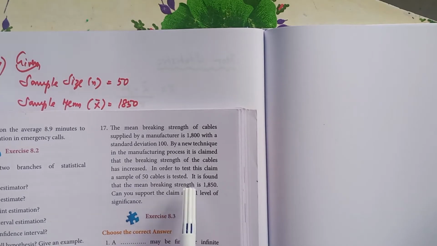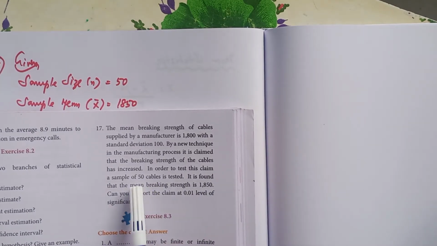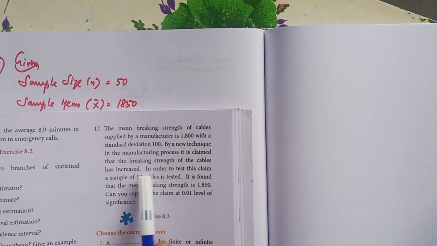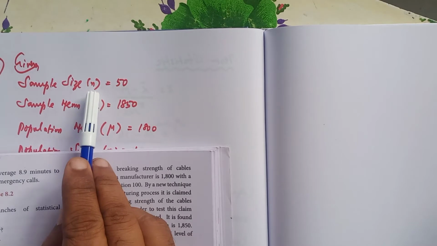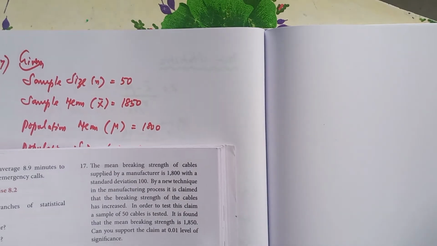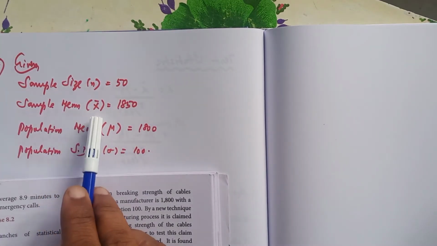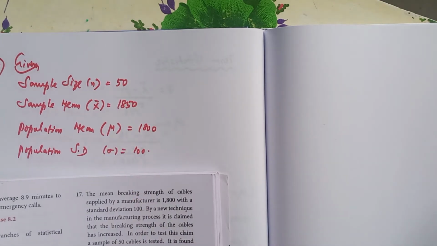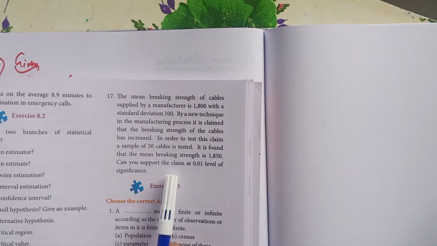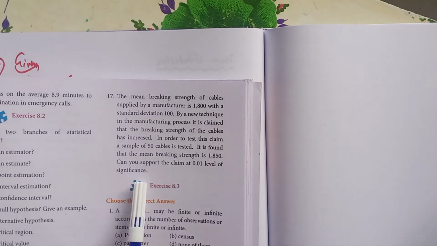In order to test this claim, a sample of 50 cables, that is the sample size, represented by the letter n. It is found that the mean breaking strength is 1850. The sample mean, represented by x bar, is equal to 1850. Can you support the claim at 0.01 level of significance?